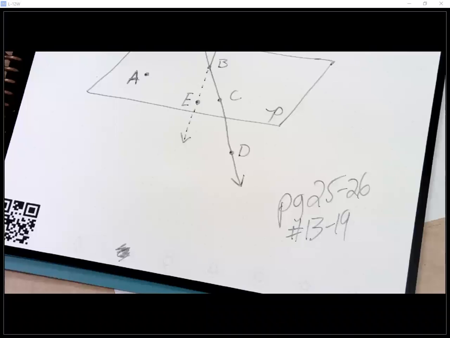Homework. Page 26, numbers 18 to 19. Due tomorrow.